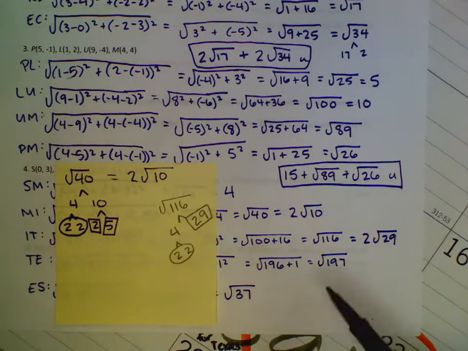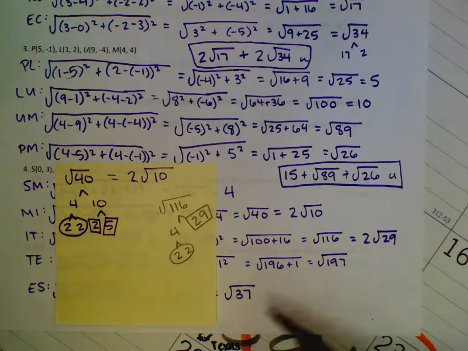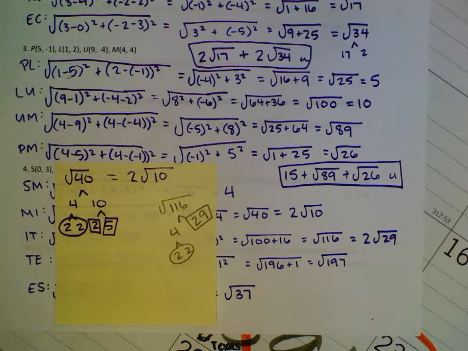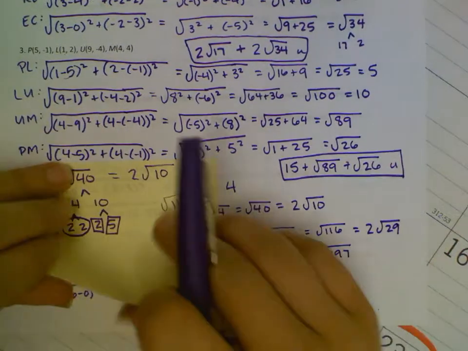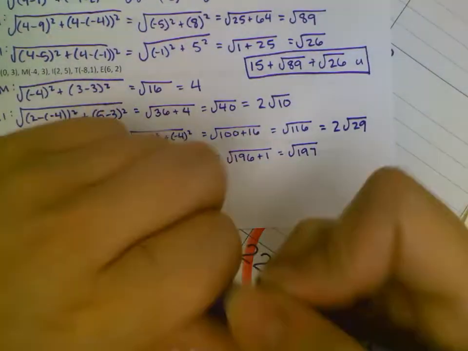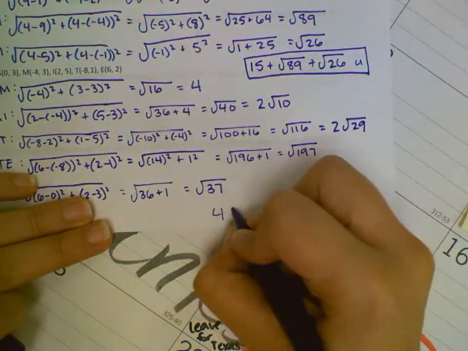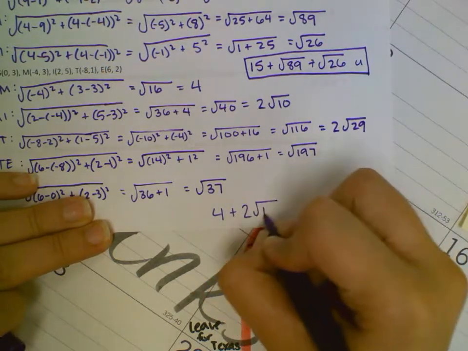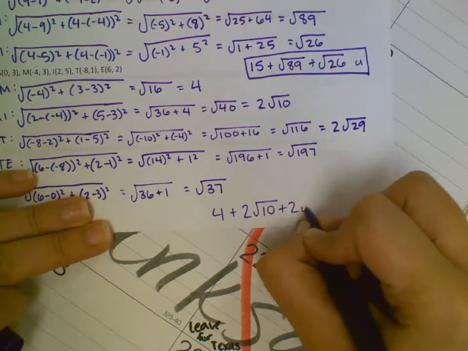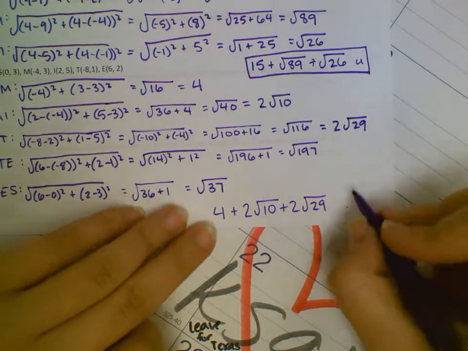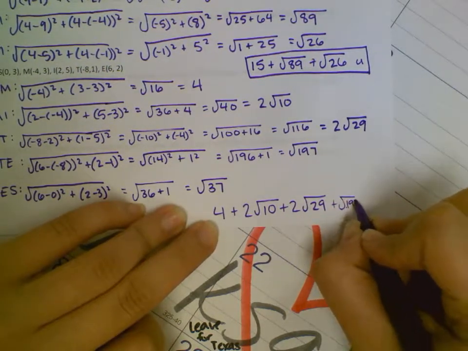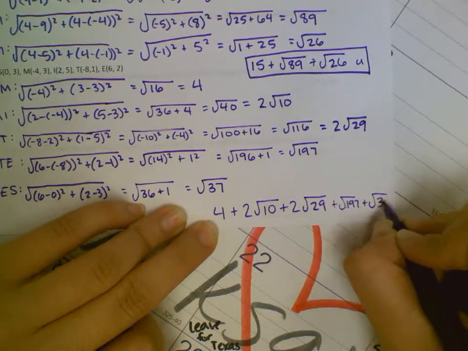37 and 197 cannot be simplified. They cannot be reduced. So I will now add everything together. I've got 4 plus 2 root 10 plus 2 root 29 plus the square root of 197 plus the square root of 37 units.